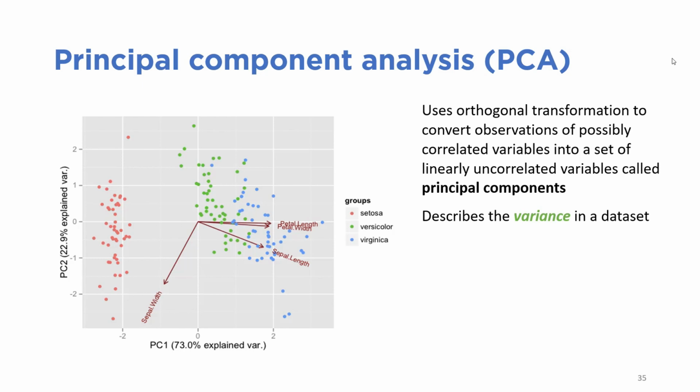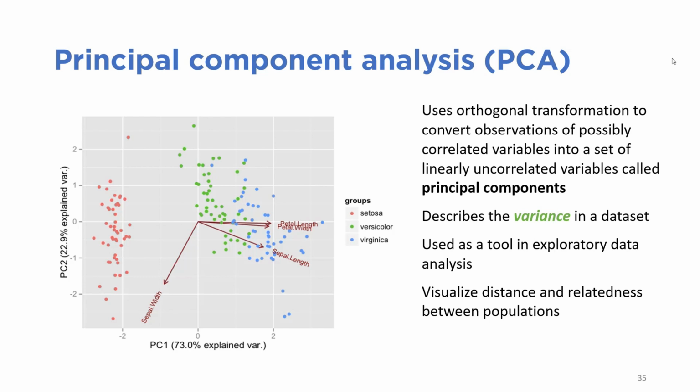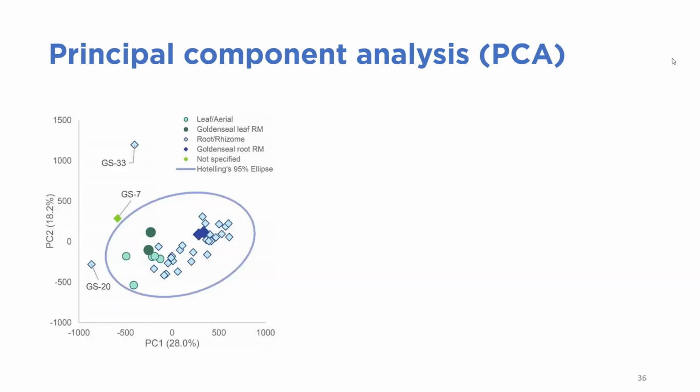The purpose of this is to describe the variance in the data set. It's used as a tool in exploratory data analyses, and it allows you to visualize the distance and relatedness between 2 populations of data. So let's say you have 2 or 3 populations or many populations where you've made all 5 to 10 or however many measurements. This is how you can see perhaps if those populations are different. It's also a really good technique for identifying outliers. So in principal component analysis, this is another sort of example with some plant data that I pulled from the internet.